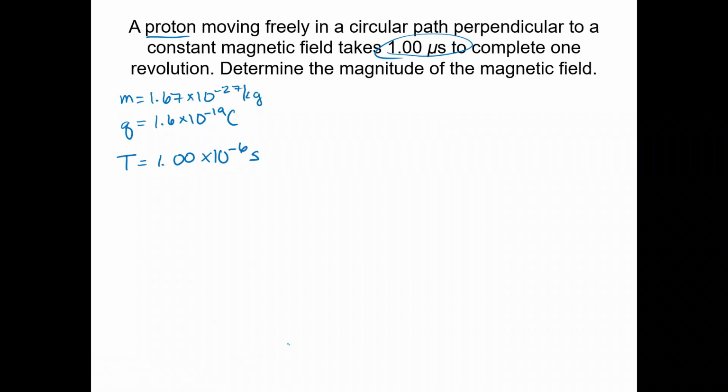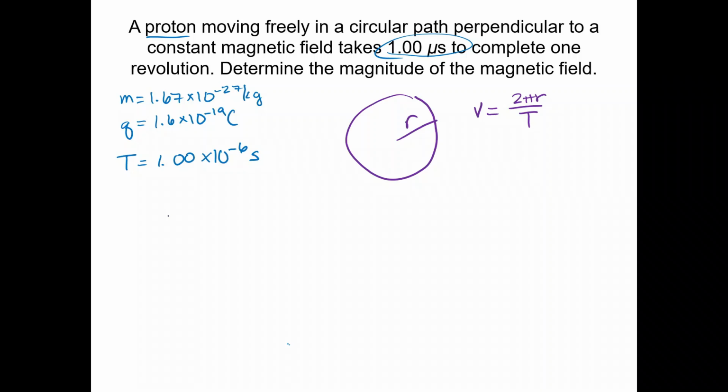I want to remember that because we are moving in a perfect circle with a radius, the speed is distance over time. Our distance is the circumference, 2 pi r. Our time is the period. With this equation, we can find the speed at which the charged particle is moving.